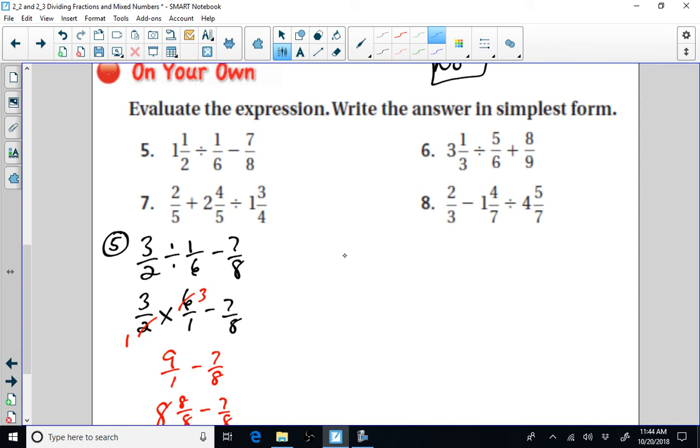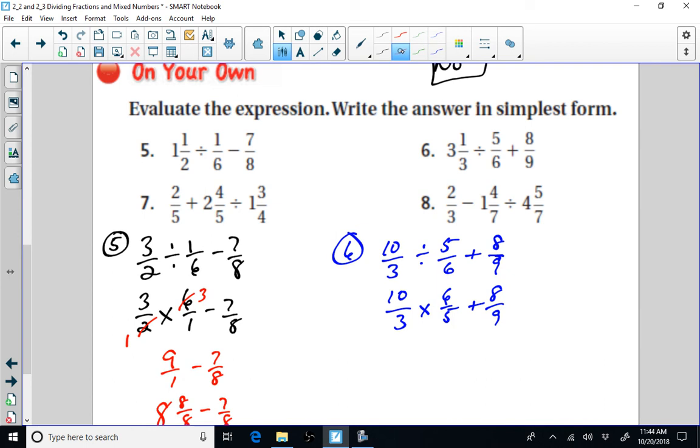Alright, do number 6 over here. Use a different color. Problem 6. Write everything as a fraction. First, 3 times 3 is 9, plus 1 is 10, so that's going to be 10 over 3, divided by 5/6, plus 8/9. We multiply by the reciprocal when we divide fractions, so my next step, 10 over 3 times 6/5. But then I still have to add 8/9.